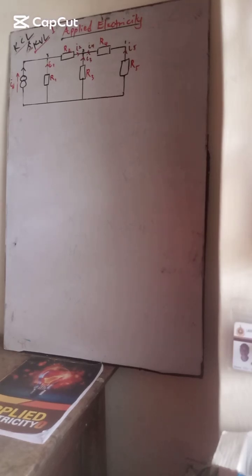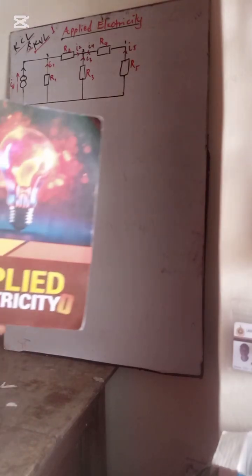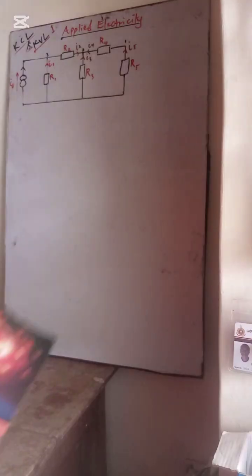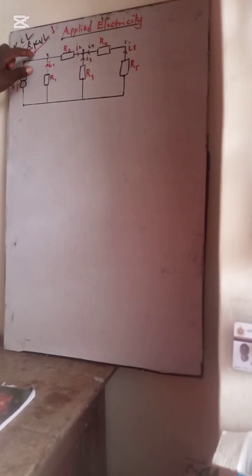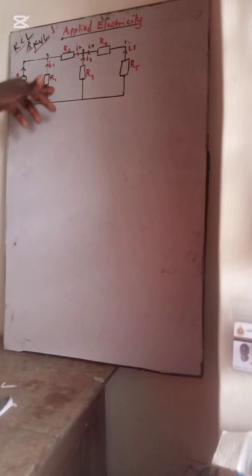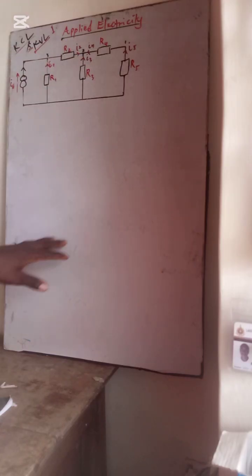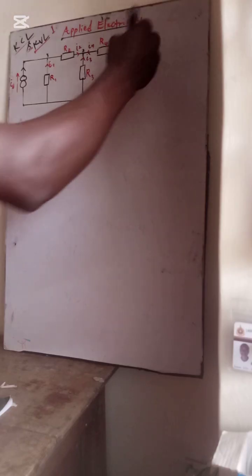Welcome to this video on applied electricity. We're going to be solving questions on KCL and KVL. As you can see, this is a circuit and it has current all over and also resistance all over. So we are to use KCL to solve this circuit.